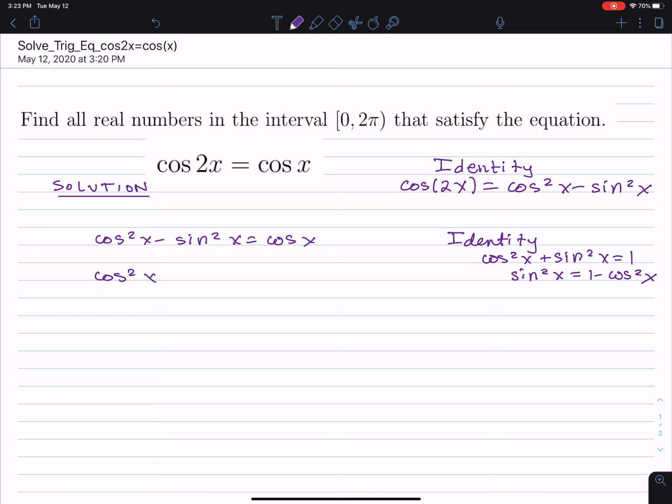Now the question might come up, well, why did I choose to get rid of sine squared x? And the reason is that I have this cosine x here, and I cannot replace cosine x by anything really. I could do plus or minus square root. It'd be really weird, so it wouldn't come out very well. So this simplifies to 2 cosine squared x minus 1 equals cosine x.